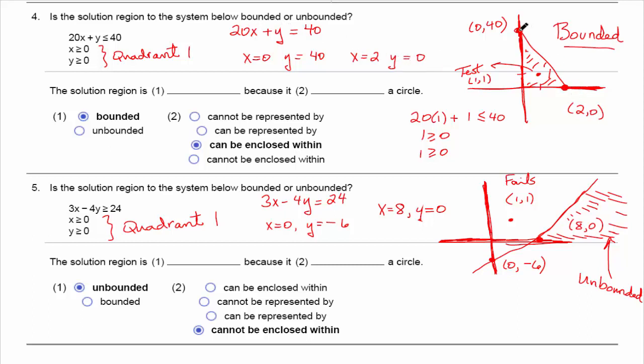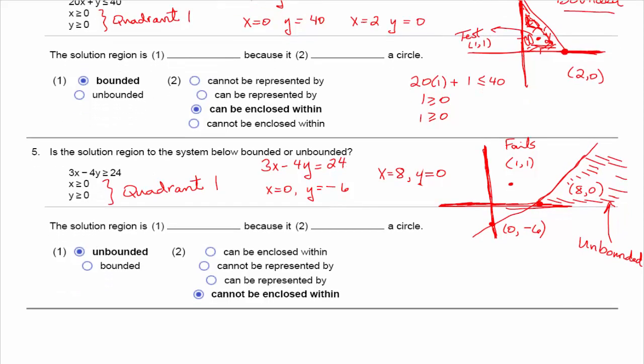All right, so I've plotted my line, a solid line, and now I'm trying to figure out which part is going to work here in quadrant 1. Is it the stuff in here, or is it the stuff out there? So I picked a test point, 1, 1. So is 20 times 1 plus 1 less than or equal to 40? Yes. And so the region is everything inside of here. It is a closed-in region, therefore it is bounded.